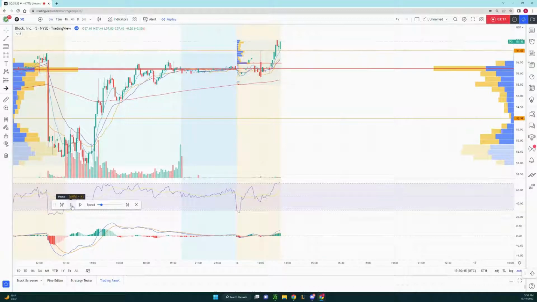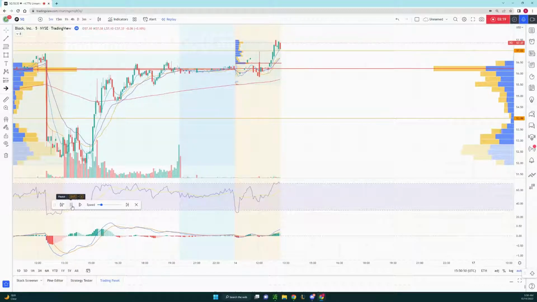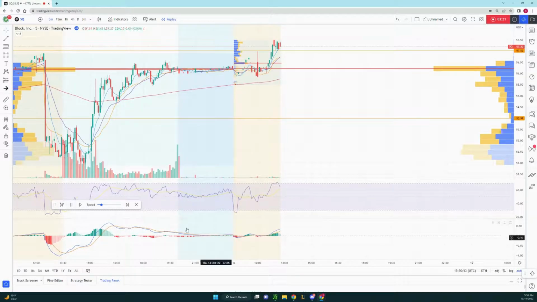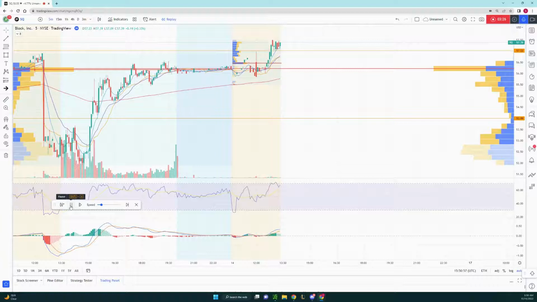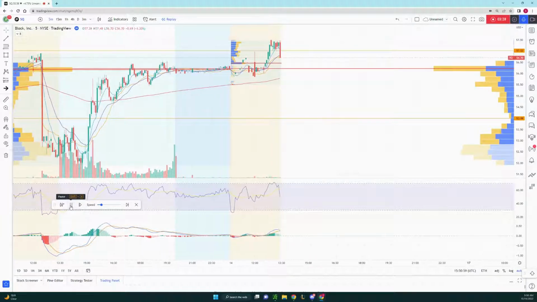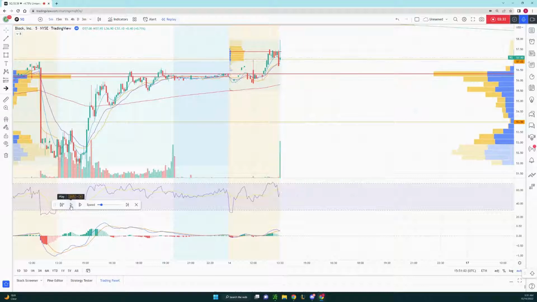It's gapping up. It's pre-market. We're just chilling. Saw a huge red there. Okay. And the market opens.